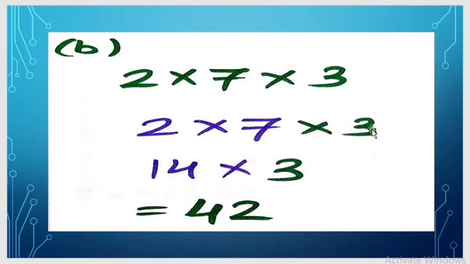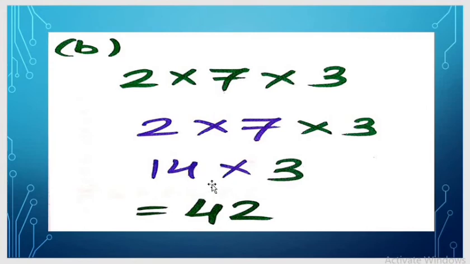And 14 multiplied by 3. We all know the answer of 14 multiplied by 3. We have done it in question number 1. 14 3s are how many? 42. We have done this sum, but again I'll repeat: 2 multiplied by 7 multiplied by 3. First 2 7s are, then multiply by 3, and then 14 3s are.